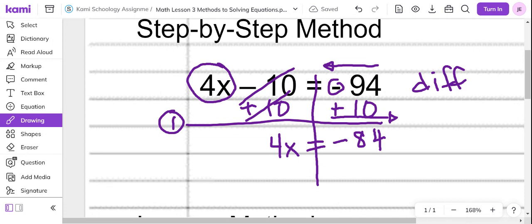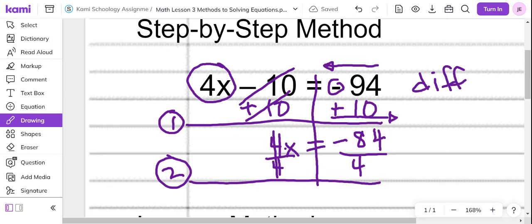All right, and then step 2, identifying what is happening to the variable: it's 4 times x. And we're going to divide by 4 to undo what is happening to the variable. So we divide both sides by 4. So x is equal to 84 divided by 4, which is 21. And a negative will stay negative when it's divided, unless it's divided by another negative. So x equals negative 21.